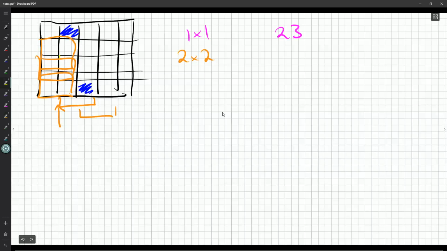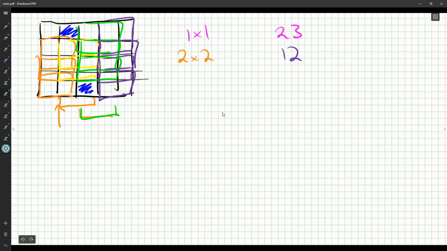Let's use yellow for the middle column. So I've got 3, 4, 5. We'll use green for this. So 6, 7, 8, and then the last column 9, 10, 11, 12. So there's 12 for the 2x2s. And I would say there's not a particularly good method for doing this because it's kind of random where the blue squares are.